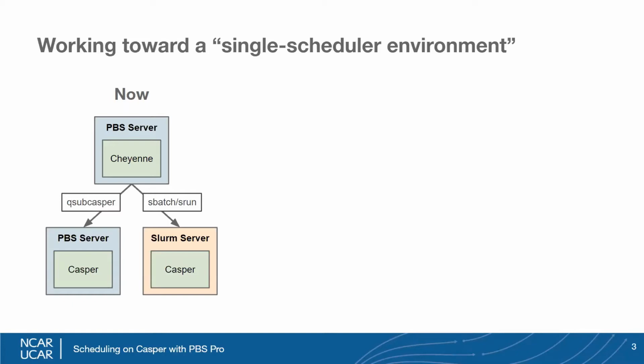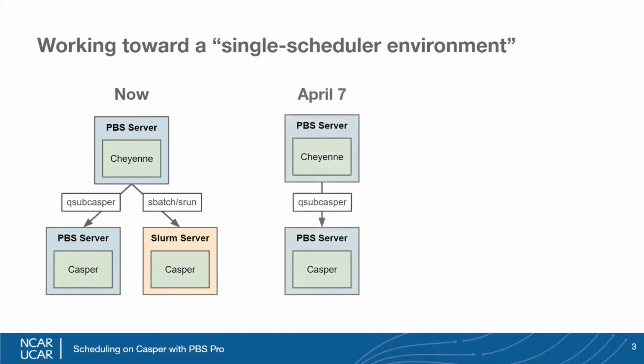And if you want to submit a job from Cheyenne to Casper, then you need to run this qsub Casper command, which I'll explain in a little bit. And then if you want to go to Slurm, you would do sbatch or srun, depending on whether you're doing interactive or batch. Now, in about a week's time, on April 7th, that Slurm server will be retired, and then we'll just be running PBS on both systems. We'll have the PBS server on Cheyenne, and we'll have the PBS server on Casper.